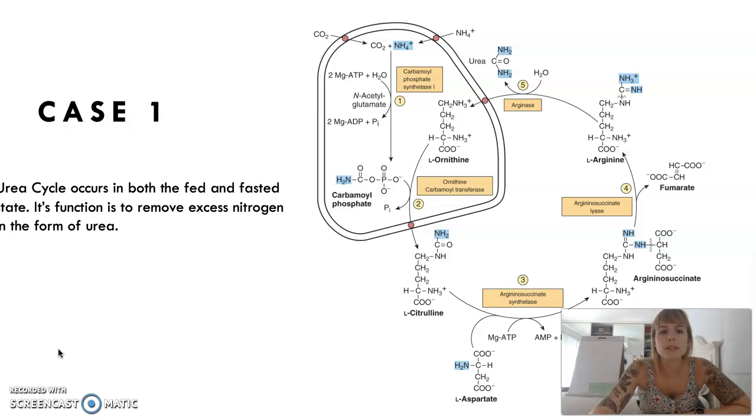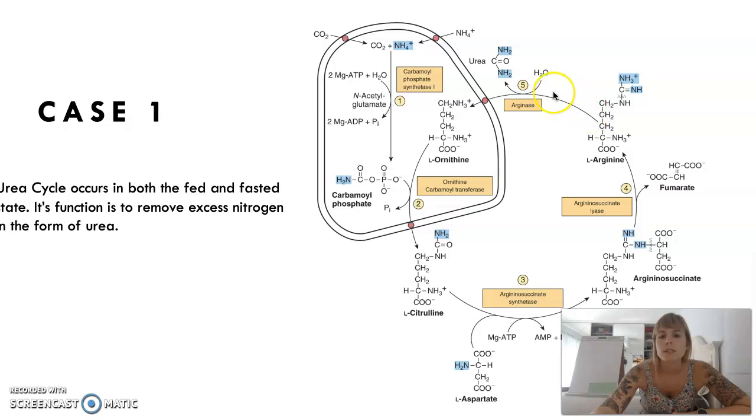So the urea cycle can occur in both the fed and the fasted state, and its function is to remove excess nitrogen in the form of urea to be excreted in the urine. So here we have, at the beginning, ammonia and carbon dioxide coming into the mitochondrial membrane, and then it's being shuttled down via CPS1, and that is going to form carbamyl phosphate.